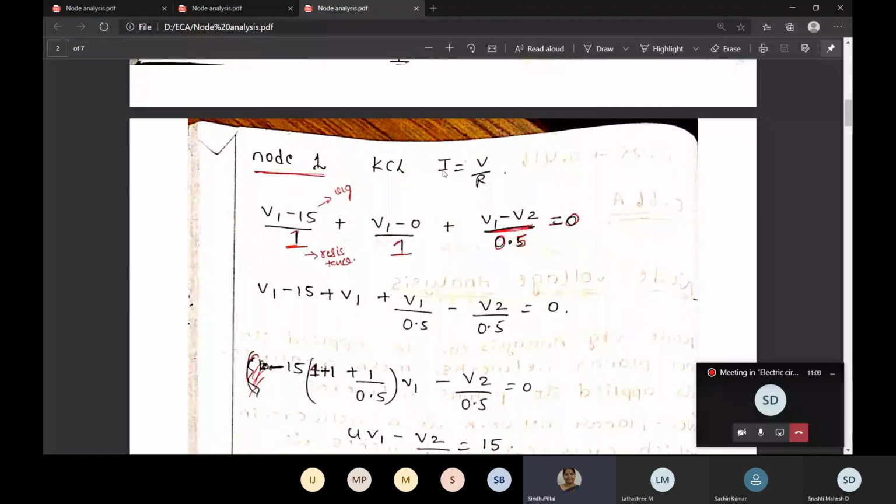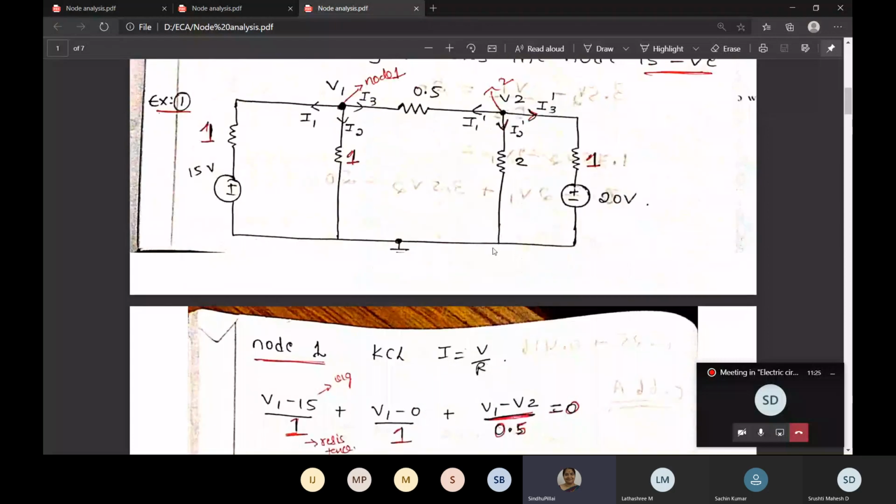In node 1 we write current in terms of voltage and resistance. Assume the current is going away from the node, and the current going away from the node is positive. Since it is written in terms of voltage and resistance, you have to take the difference in the voltage divided by resistance: V1 minus 15 by 1, V1 minus 0 by 1, V1 minus V2 divided by 0.5. Those are the equations for node 1.